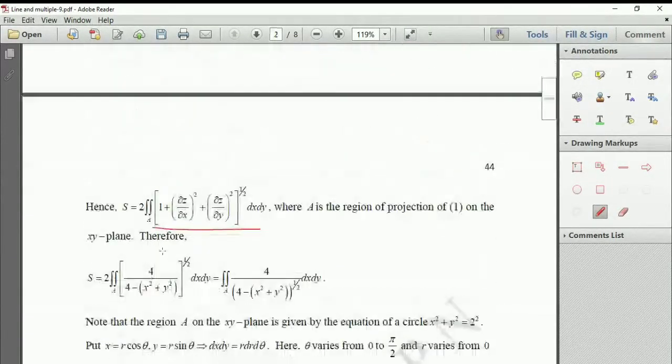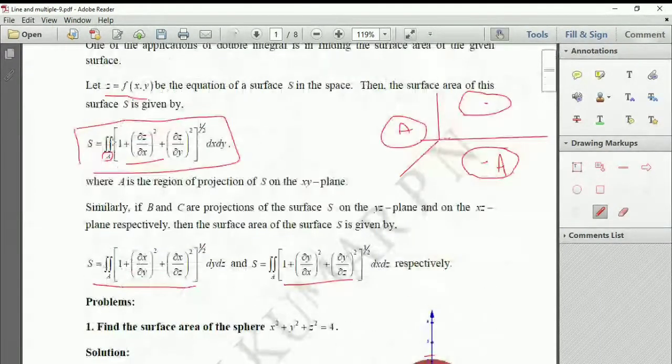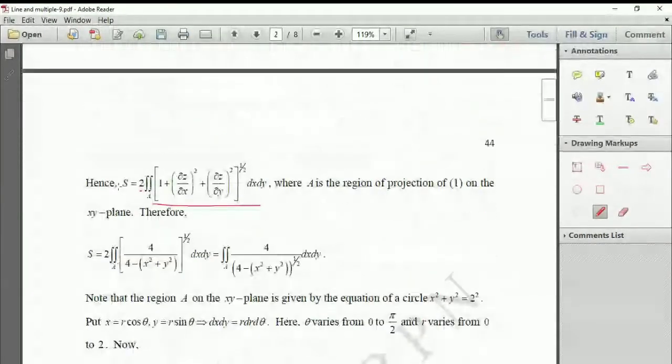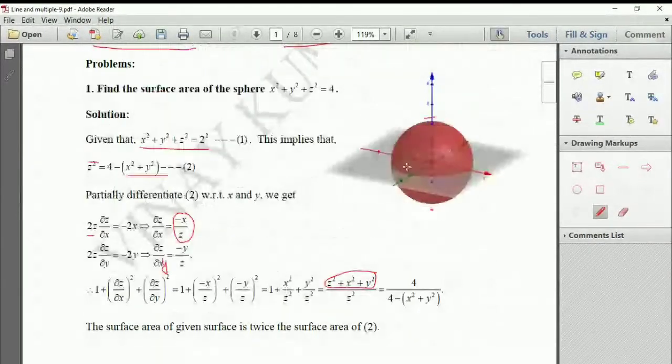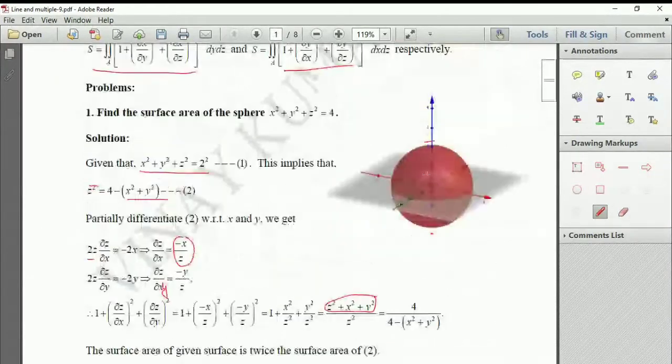That's why 2 is coming here in the formula. In our regular formula, we don't have 2 here. But here we are writing 2 because we can find the surface area for the upper half, and the same will be for the lower half. So upper half surface area plus lower half is twice the surface area. That is the reason we are getting 2 here. Now you forget about the lower half.